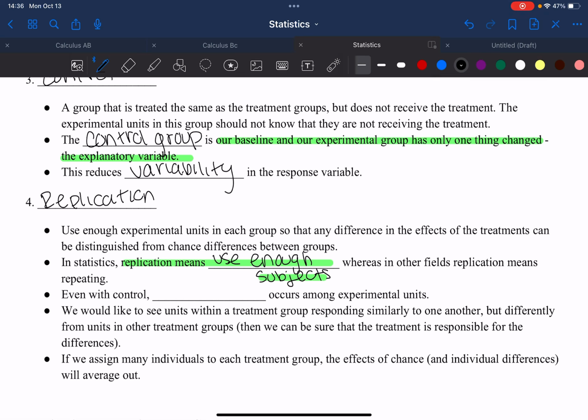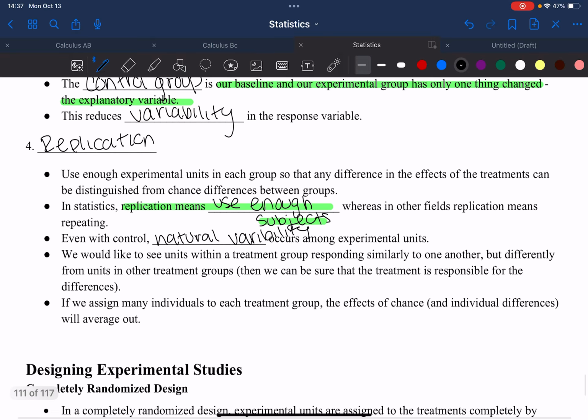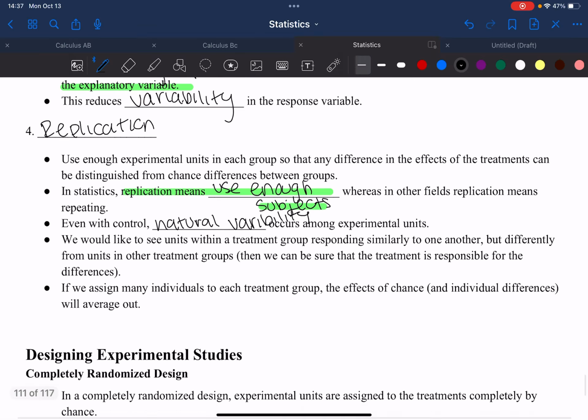Even with control, natural variability occurs among experimental units. We would like to see units within a treatment group responding similar to one another but different from units in other treatment groups. If we assign many individuals to each treatment group, the effects of chance and individual differences will average out.